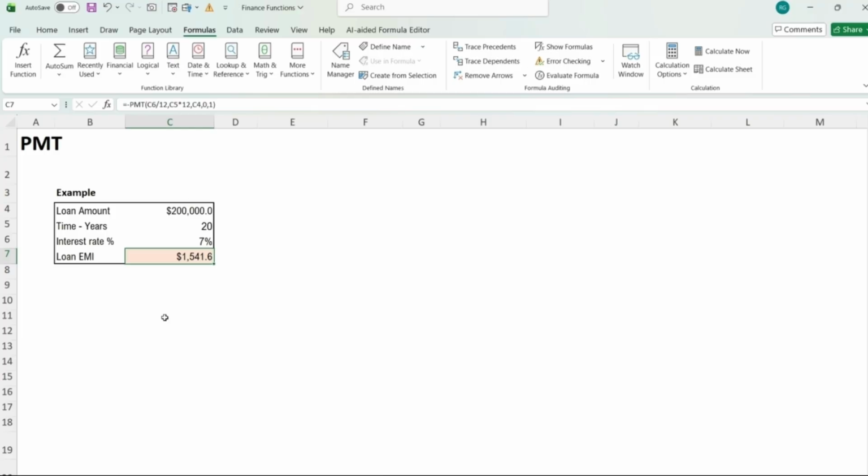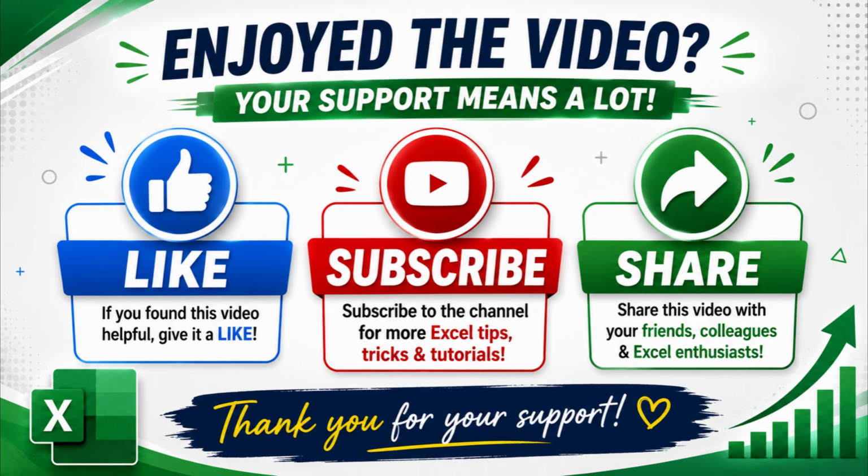But the default value is 0, so we can change this one to 0 and press enter. If the borrower pays the EMIs at the end of the period every month, the EMI amount will be 1550.6. So this is how we can use the PMT function to calculate the loan EMIs.